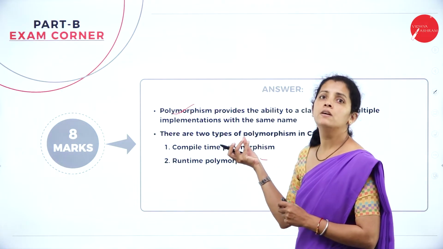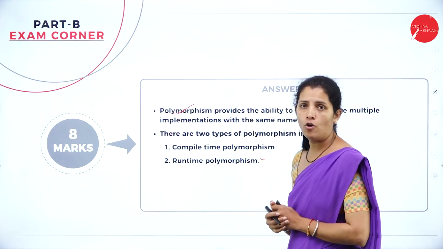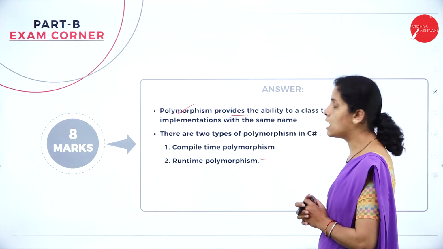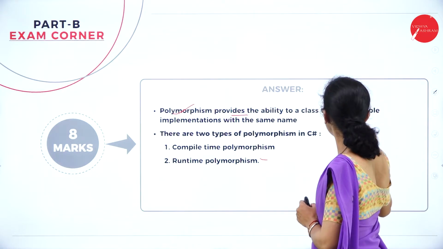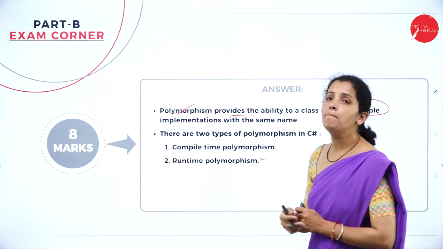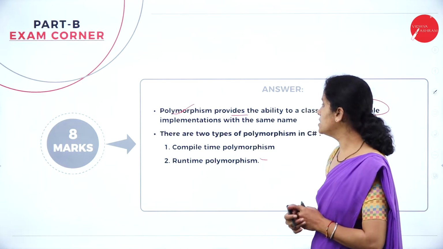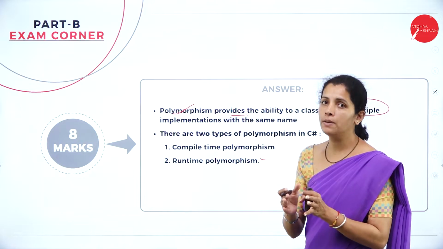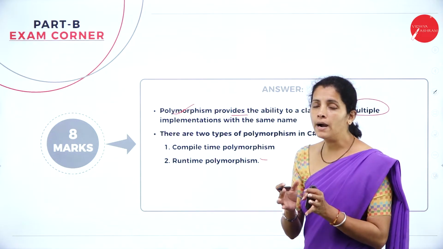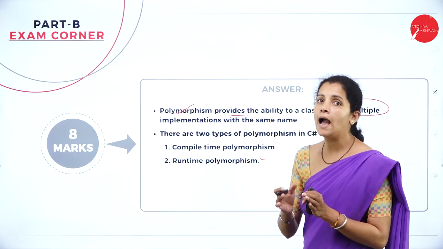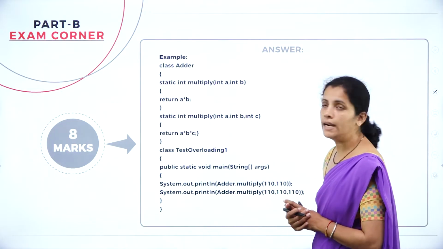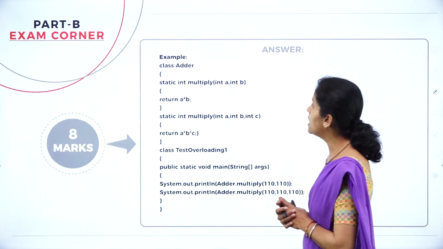There is nothing but the forms. So many forms provides the ability to a class to have many, that's nothing but the multiple implementation with the same name. So here the method name remains same, but each method will have a different implementation. Now dear student, let me consider this example.